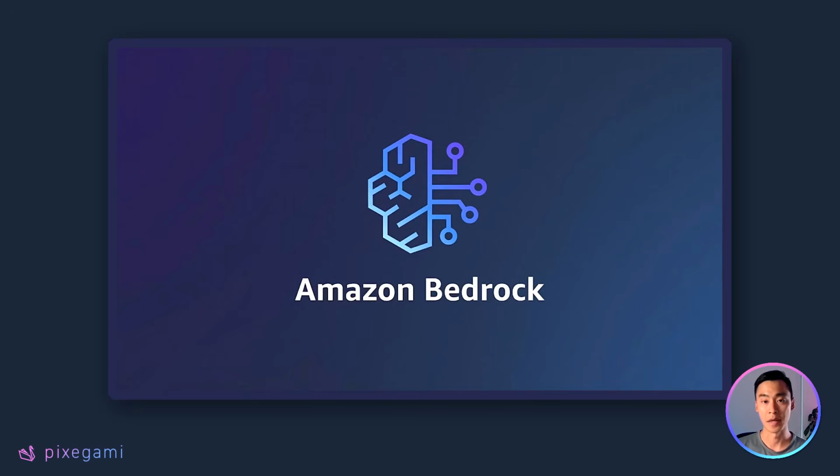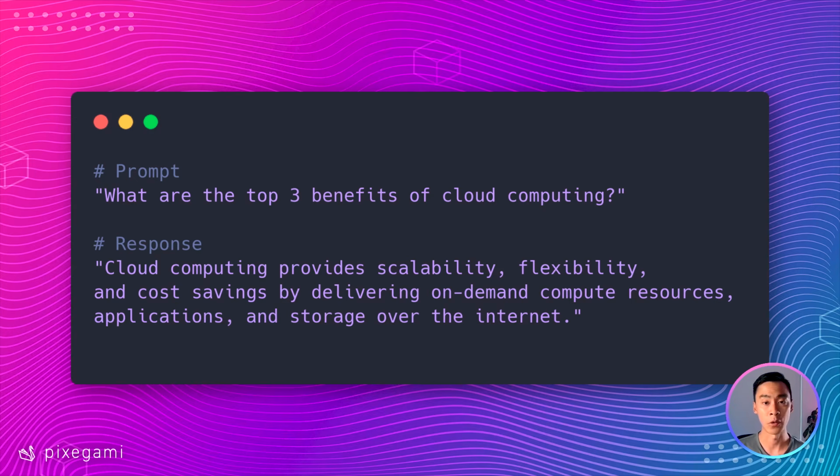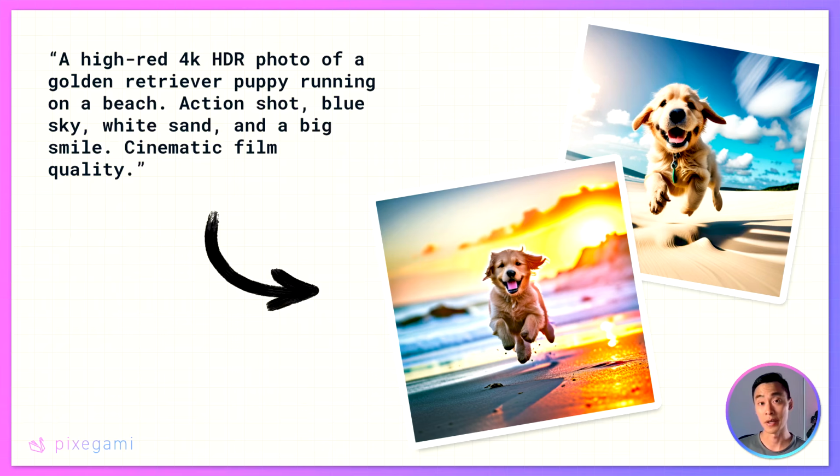Amazon Bedrock is a brand new service from AWS that lets you use AI to generate text and images. If you've ever used OpenAI or ChatGPT, then it's similar to that for text generation. You can use it to summarize content or even generate new text content. You can use it to generate images as well.